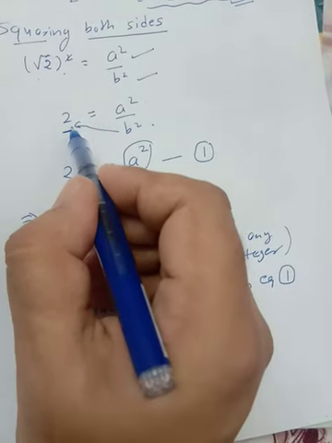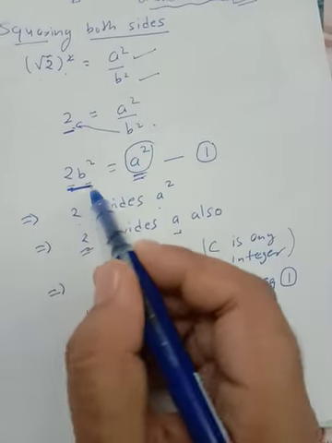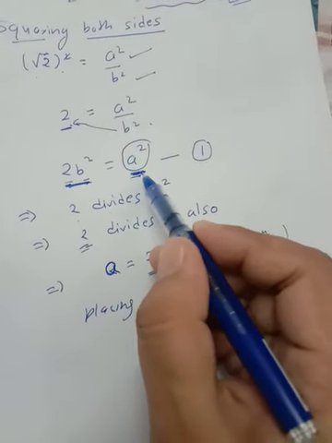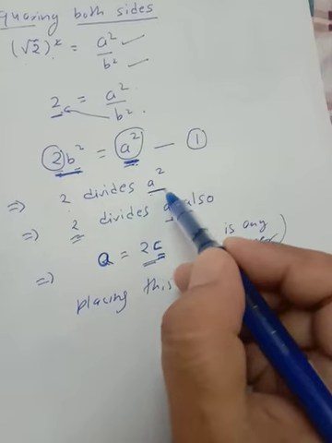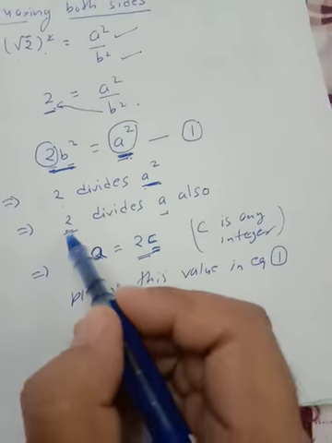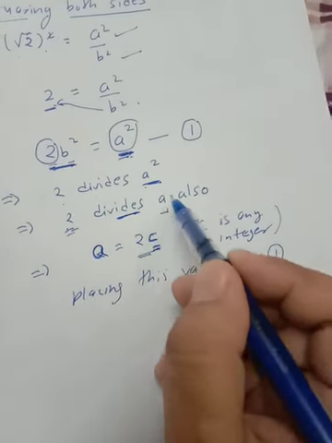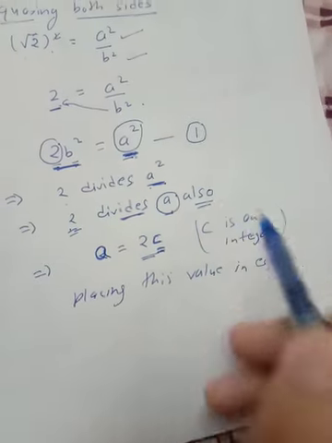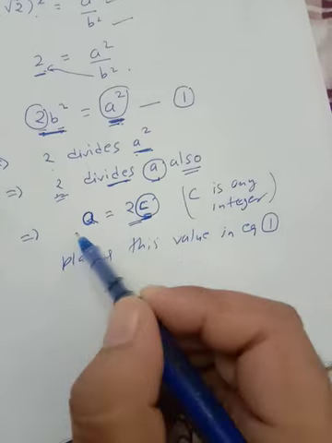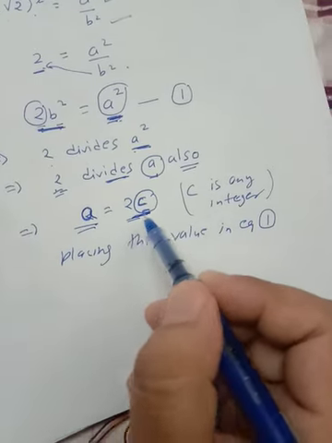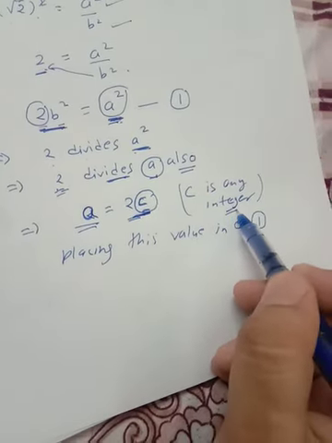By shifting b squared, we get 2b squared equals a squared. It reflects that 2 divides a squared. And if 2 divides a squared, 2 divides a also. And if 2 divides a, we get some quotient c. So we can write a as 2c, where c is any integer.